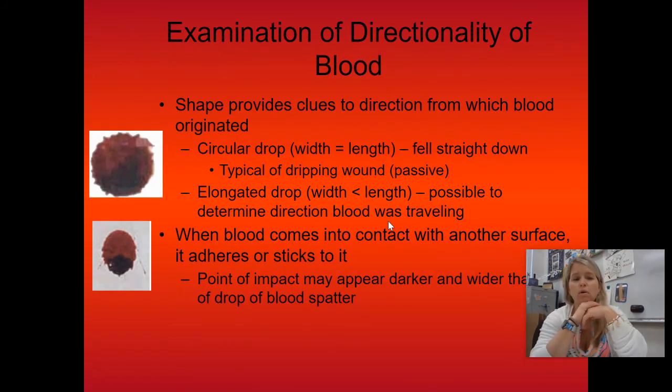Okay, so we can talk about the directionality of the actual droplet, and we can talk about the shape. The longer the shape, the longer the blood spatter looks, like the actual droplets, the farther it traveled. That's one thing you need to look at. It'll be more elongated, right?